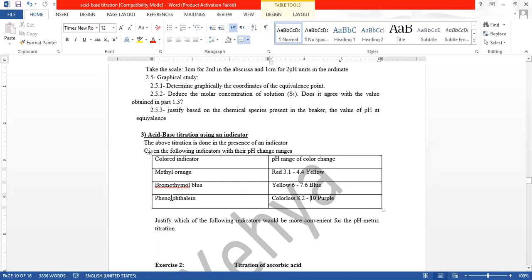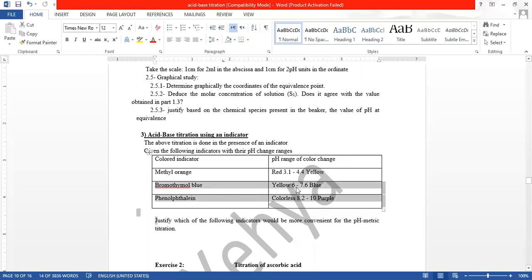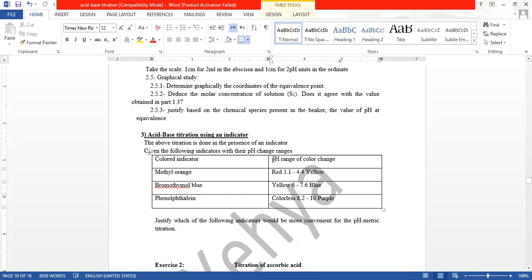Justify which of the following indicators would be more convenient for pH metric titration. The answer is bromothymol blue. The justification: since the pH at equivalence is included in its pH range of color change.